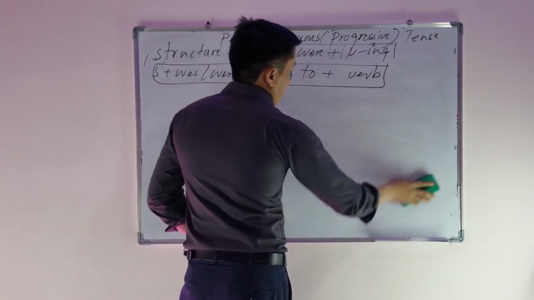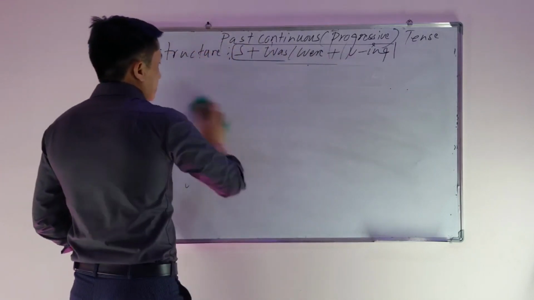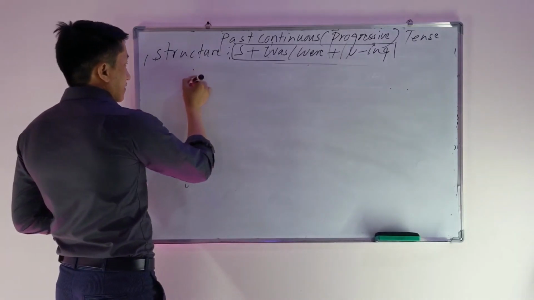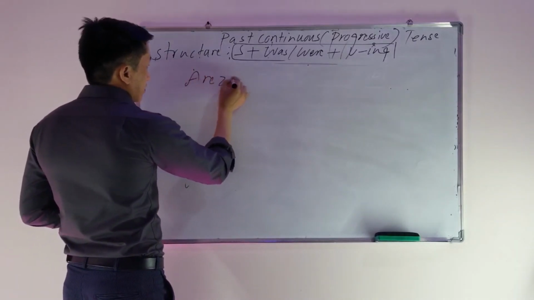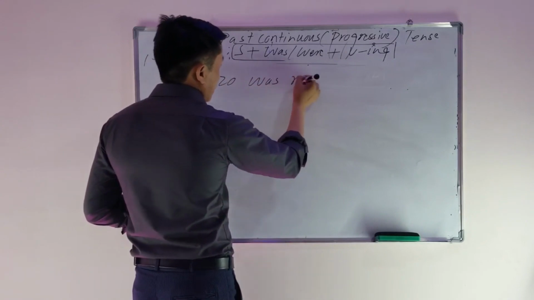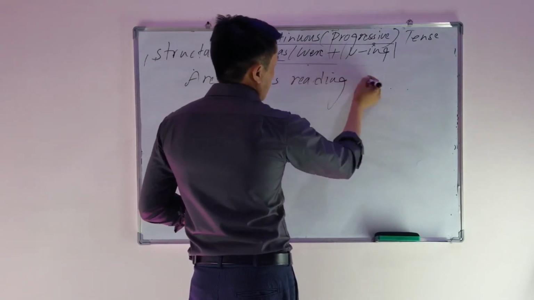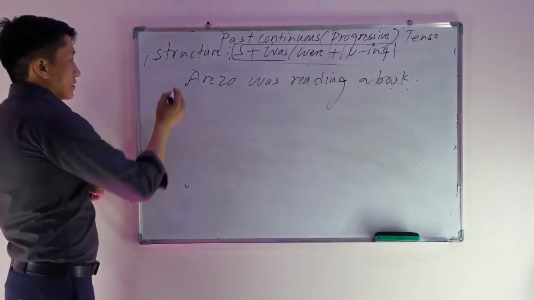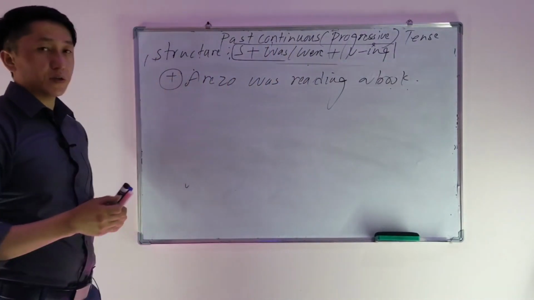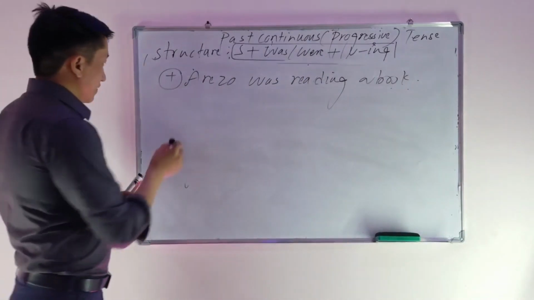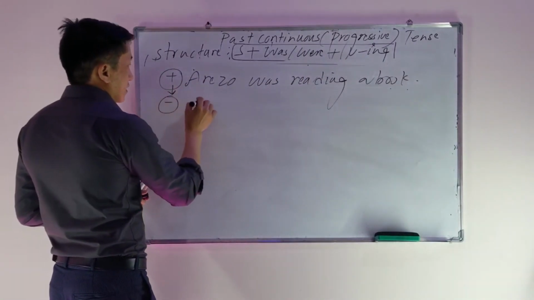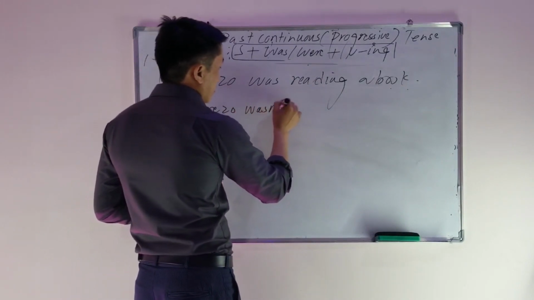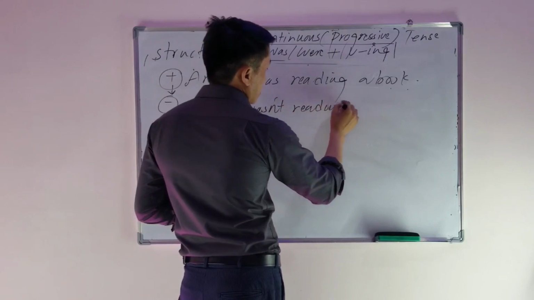Now let's talk about the structures, how we can change them to other forms. If I say a sentence, look, Arzu was reading a book. Now in this sentence, this is a positive sentence. How can I change it to negative? If I want to change it to negative, I have to use just not after was. Arzu wasn't or was not reading a book.